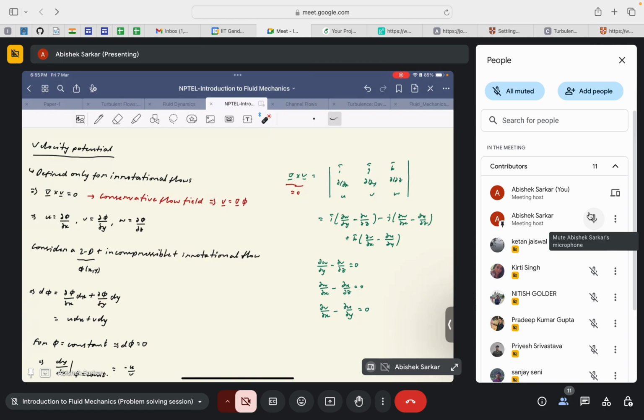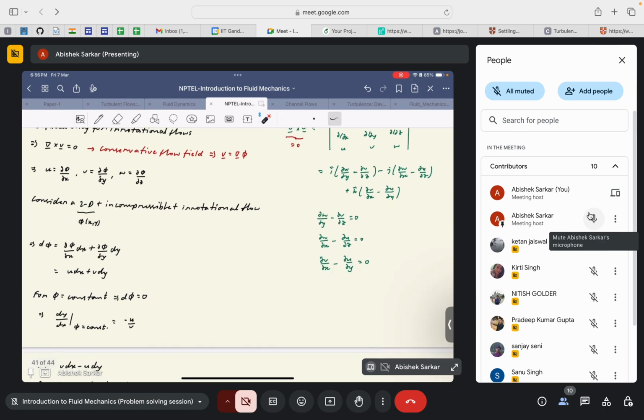Once you have an idea of the definition of the stream function and the velocity potential, let us consider a much more specific case, that is a 2D incompressible flow which is irrotational as well. For this kind of flow, both the stream function and the velocity potential are defined, or valid. So now for the 2D case, d phi, that is the complete derivative of phi, can be represented as dou phi by dou x dx plus dou phi by dou y dy.